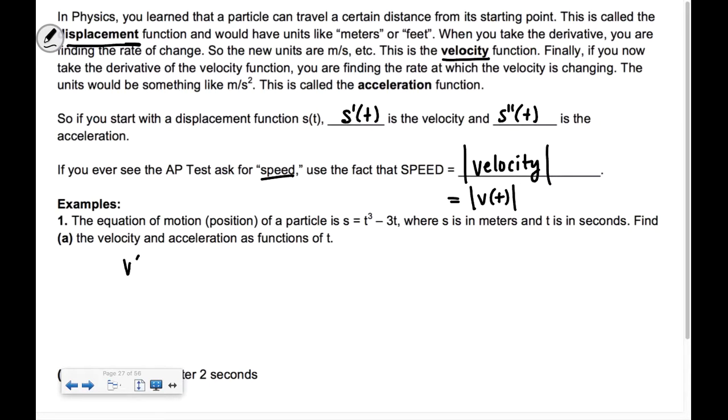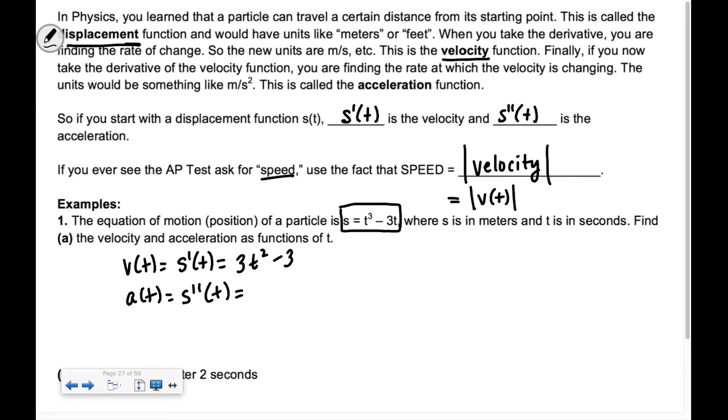If I'm finding the velocity function, it is going to be the first derivative of our position function. So I take my position function and I take the derivative. So I do 3t squared minus 3. And then my acceleration function is going to be the derivative of that. So it's going to be the second derivative of the position, which is 6t.